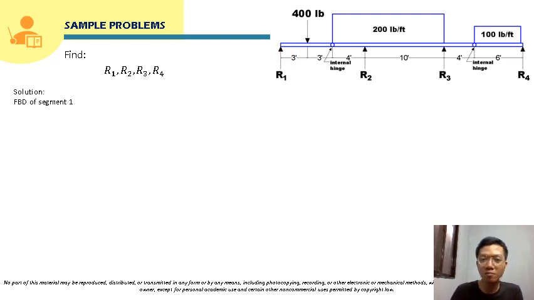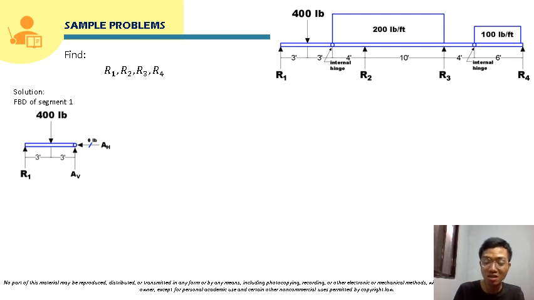For the free body diagram of the first segment, this is the first segment, and it is connected here by an internal hinge. For an internal hinge, there will be 2 reactions here, one horizontal and one vertical, so there will be AV and AH here. But since there are no other horizontal forces involved in this system, AH will obviously be just equal to 0. So there will be 2 unknowns here, and we can apply equilibrium of a parallel force system. We can take moment here at A. Let's say this is point A.